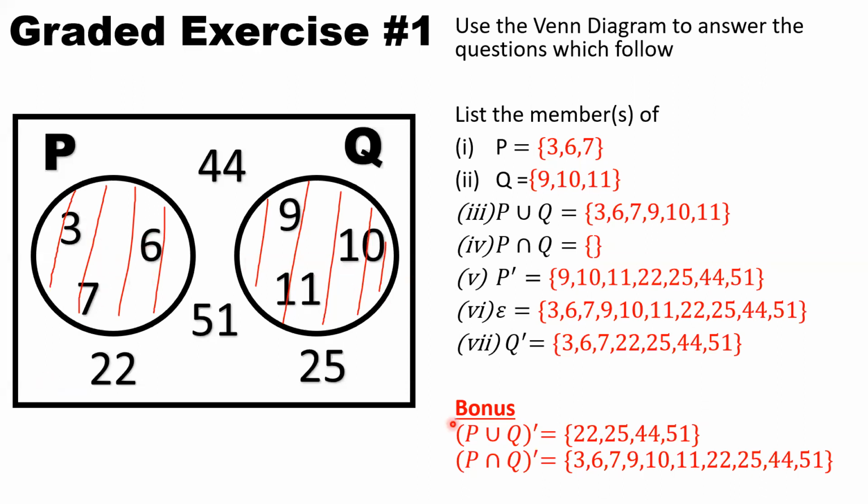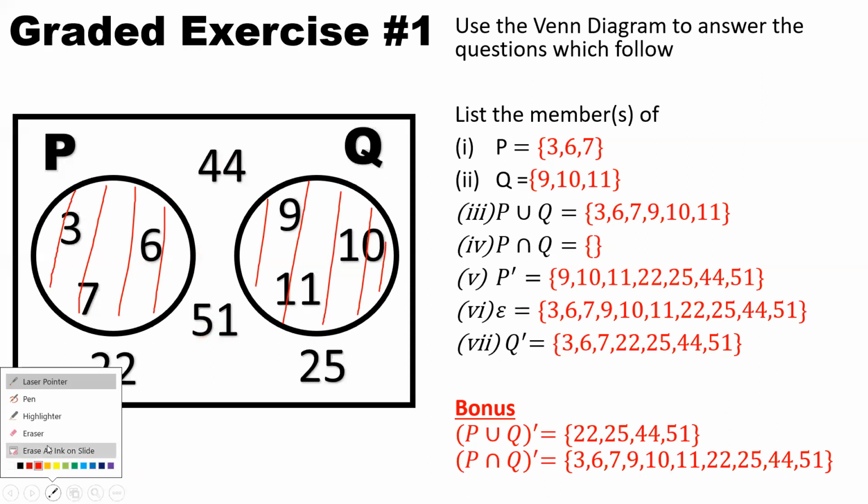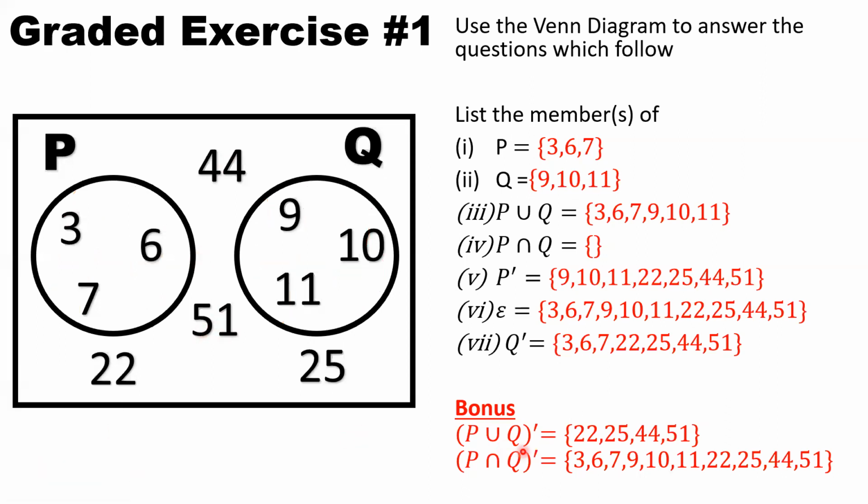Now, if I say P union Q complement, right? It'll be everything except for the union. Yes, sir. Do you get that? Okay. And now you want me to explain the second one.